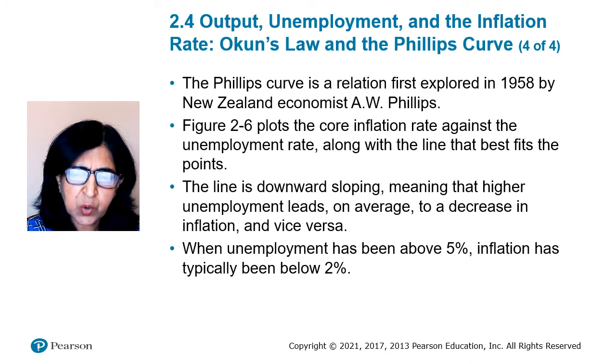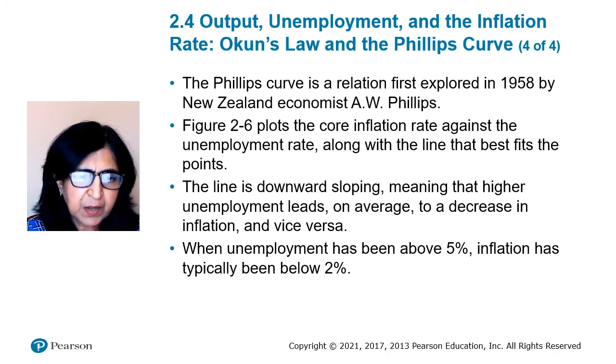But this is true only on average. Not only is the Phillips curve relation not as tight as Okun's law, but it has evolved over time, complicating in important ways the job of central banks, which have to care about both inflation and unemployment.